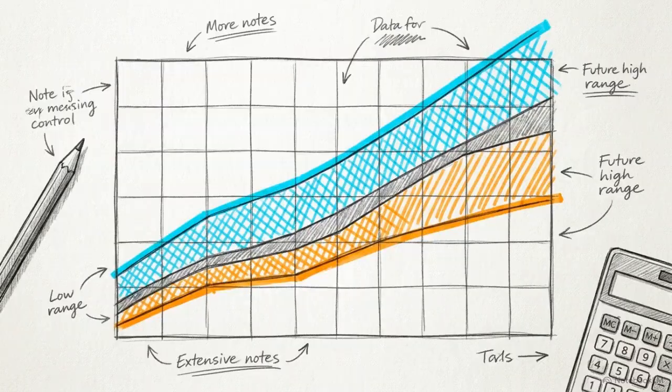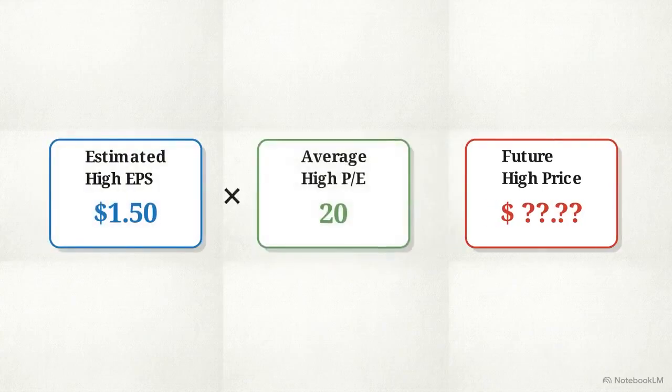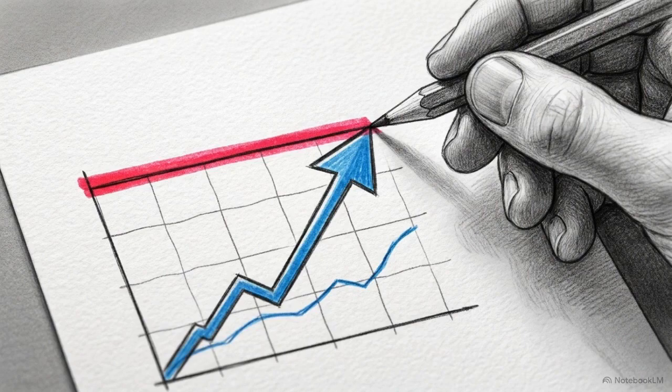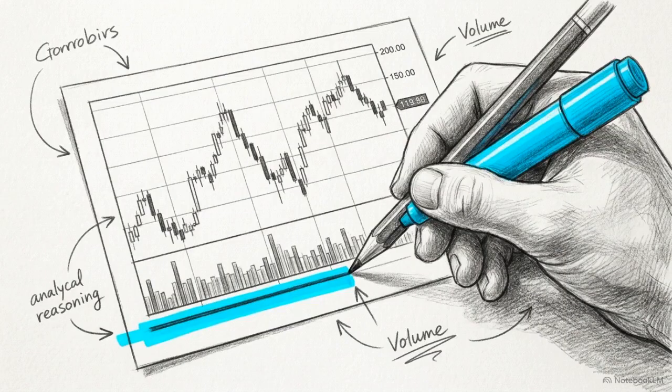In Section 4, we map out price targets. To find the future high price, multiply your estimated high EPS by the stock's average high PE ratio. When selecting a multiplier, keep your targets grounded. Projecting a future high PE ratio greater than 20 or 25 often results in price targets that the stock is unlikely to reach. Next, select a realistic future low price.